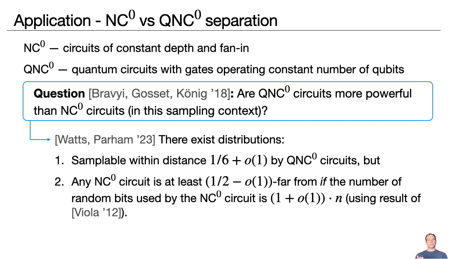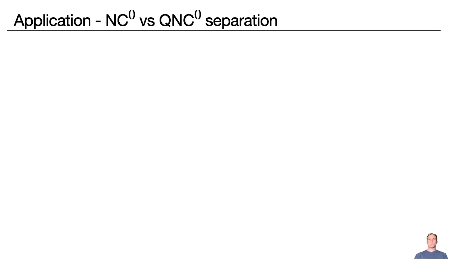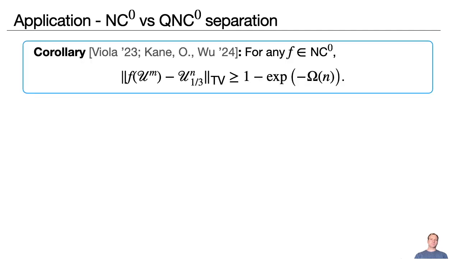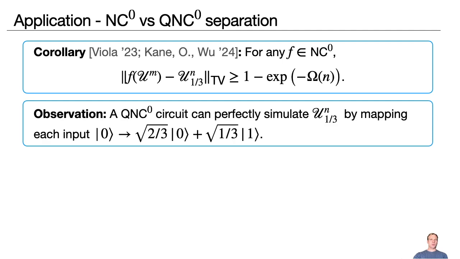However, this assumes, again, that the number of random bits used is bounded. And this is the same restriction that came from the earlier work of Viola we mentioned. Well, this 1/3 lower bound that we just showed gives the immediate corollary that we get a lower bound that exponentially decays. It's just kind of the best you could hope for.